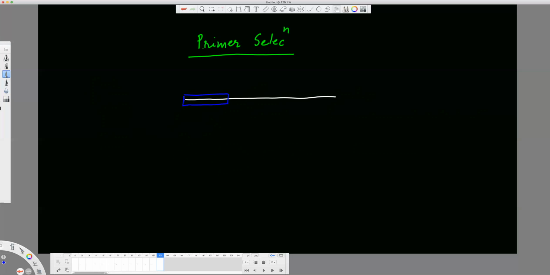For the forward primer, this is the range from where the forward primer should be selected. And likewise, you defined a range for the reverse primer. That my reverse primer should be somewhere here, right?